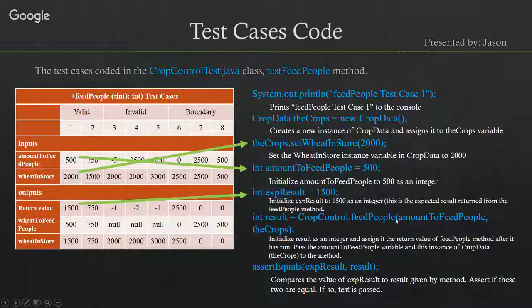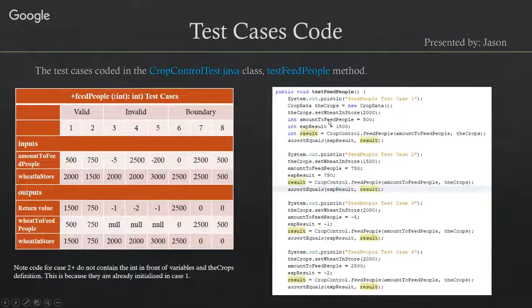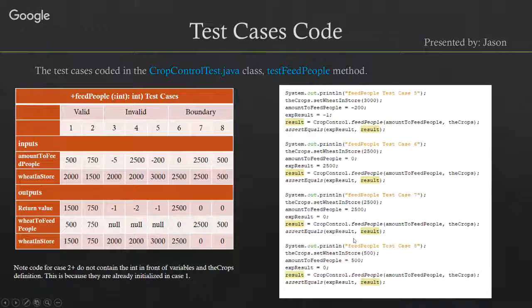Then we actually call the class, pass it the amount to feed people and our instance of the crop data, and assign it to result. If these two are equal, it's good. And this is the example of the code. So we do that for each of these, 1, 2, 3, 4, 5, all the way to 8. And if all of these are correct, then it says we got 100%. If not, then we know we need to go back and look at our code.